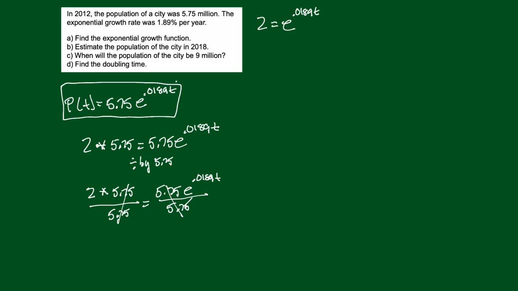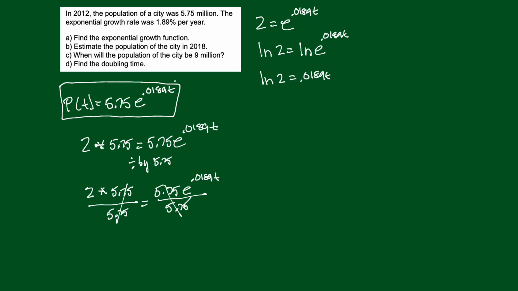T's in the exponent, so it's an exponential. So solve exponentials by taking logs. The base is e, so I'm going to use the natural log. So we will have natural log of 2 is equal to the natural log of e to the 0.0189 t. This gives me the natural log of 2 is equal to 0.0189 t. If I divide, I'll get t is equal to the natural log of 2 divided by 0.0189.